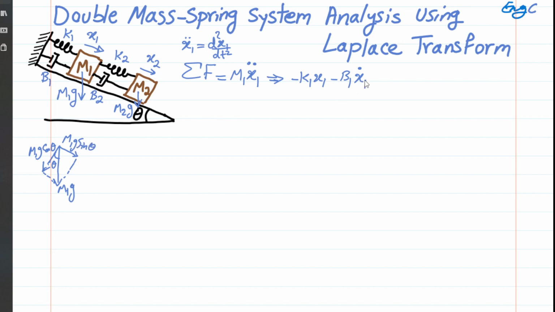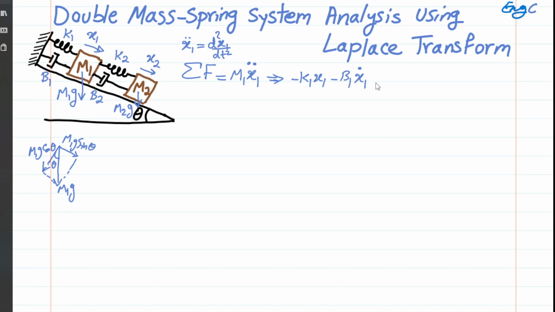Okay, so what I was about to say is that this m1g sine theta is the portion of the m1g that tries to move m1, and is a force that pushes m1 in parallel with the surface.